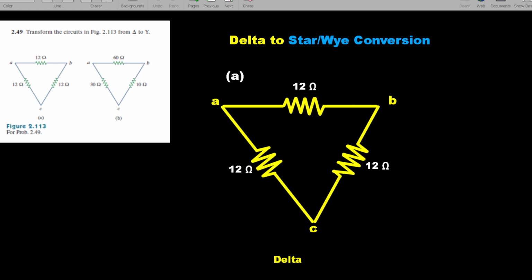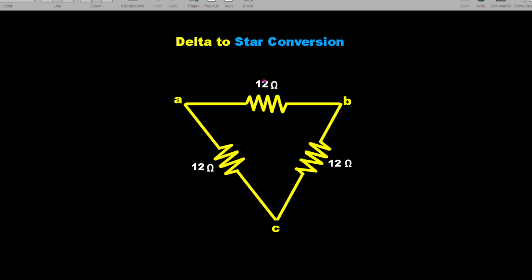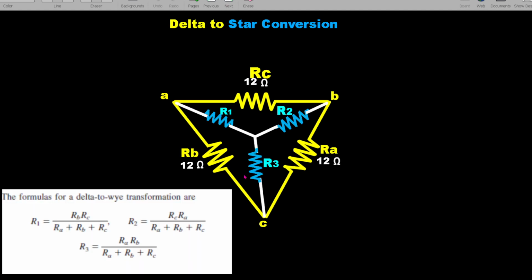Okay, let's get started. So we start with problem A. In the network we have 12 ohms, 12 ohms and 12 ohms. All the values are the same. And actually they are named RA, RB, RC. Okay, we named them. And within this we frame the Y network also, and we name the resistances. We are yet to find the values of these resistances.